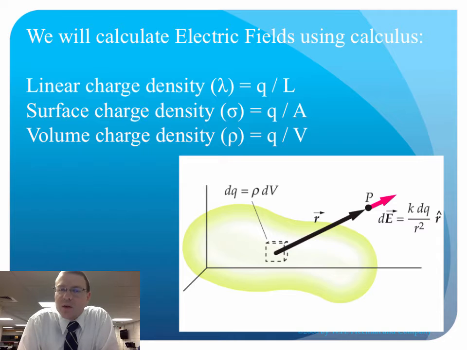The second thing we need to do is calculate electric fields using calculus like we did in class. Linear charge density is known as lambda, that's charge per unit length. Surface charge density is when you have charge over top of an area, that's sigma. And volume charge density is rho, and that's when you have charge throughout an entire volume. Mainly that would be if we had an insulator that was charged all the way throughout.